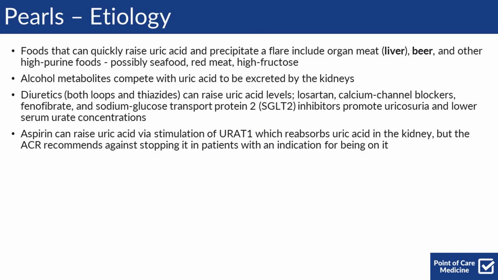For some pearls related to etiology, foods that can quickly raise uric acid and precipitate a flare include organ meats, such as liver, beer, and other high purine foods, including seafood, red meat, and high fructose. Alcohol metabolites compete with uric acid to be excreted by the kidneys. Diuretics, both loop and thiazides, can raise uric acid levels.